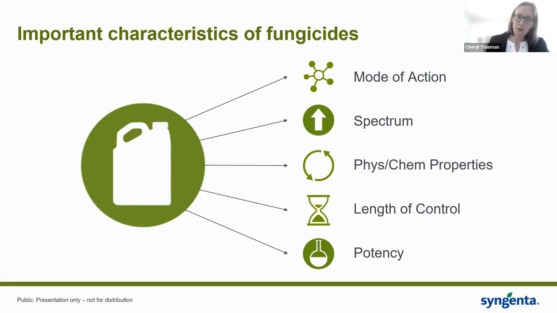If we shift the focus a little bit to important characteristics of fungicides, we can break it down into 5 key categories. So the mode of action, that's how the fungicide affects the pathogen. Spectrum is what it works against, which fungal species it is effective against. The physical and chemical properties, so how does it move in the plant? The length of control, and then the potency, how much is required. We're not going to talk about all of these today, mostly about mode of action, and a little bit about spectrum.